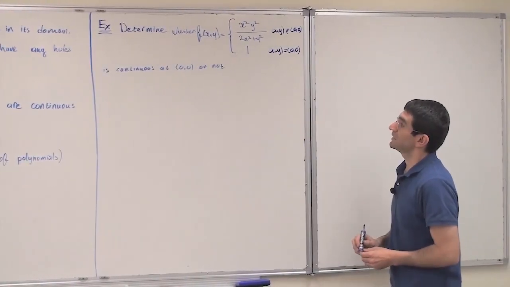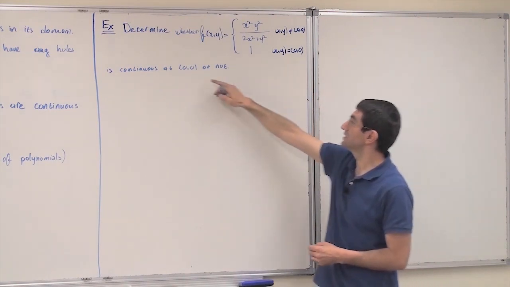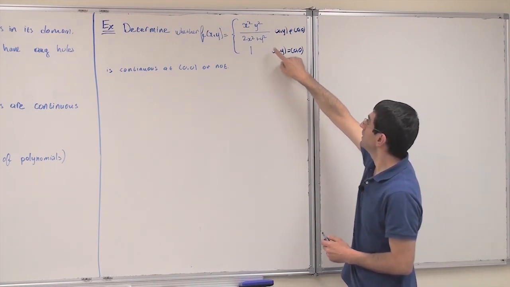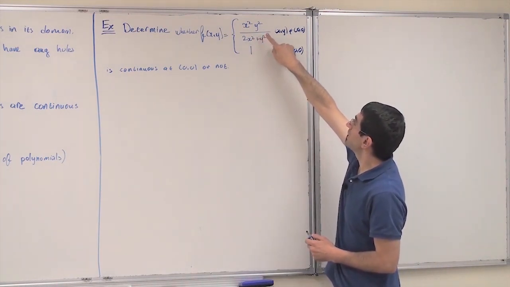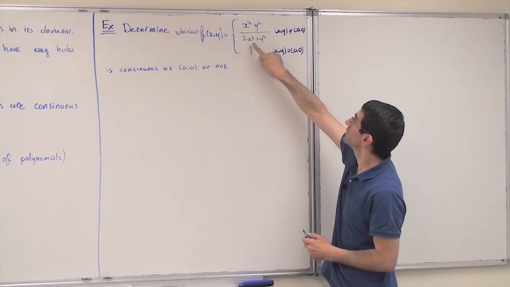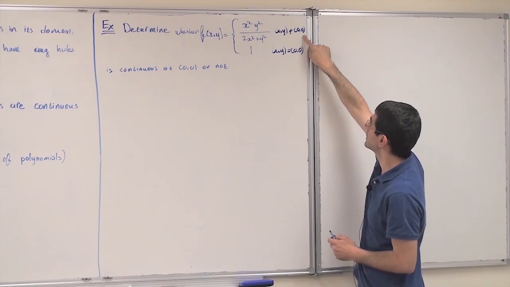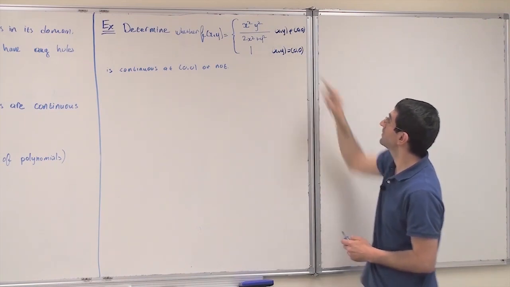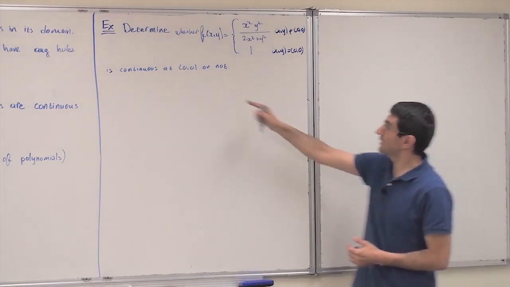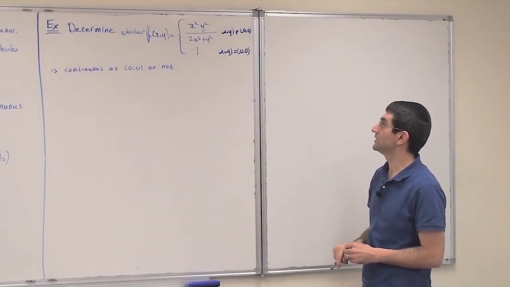Now, let's study the continuity of this function at (0,0). Here we are given a piecewise function. f(x,y) is equal to x squared times y squared over 2x squared plus y squared if (x,y) is different than (0,0), and it is equal to 1 if (x,y) is (0,0). We want to study in particular the continuity of this function at (0,0).